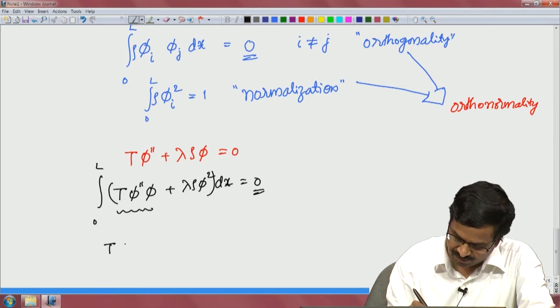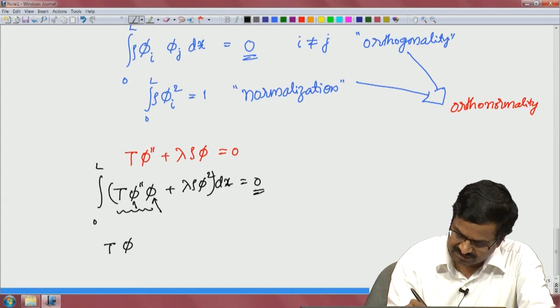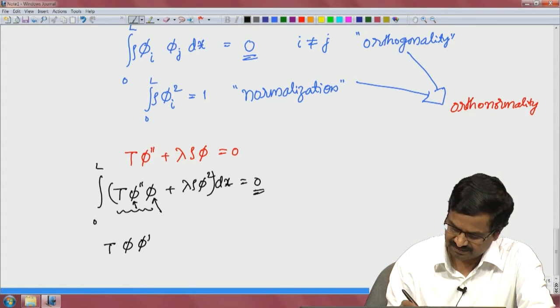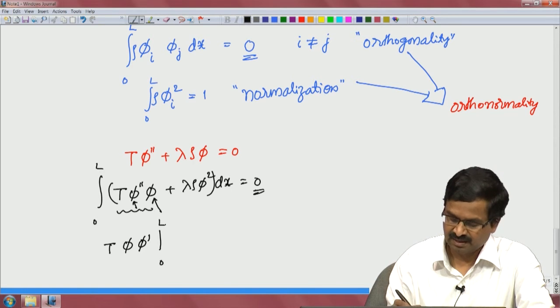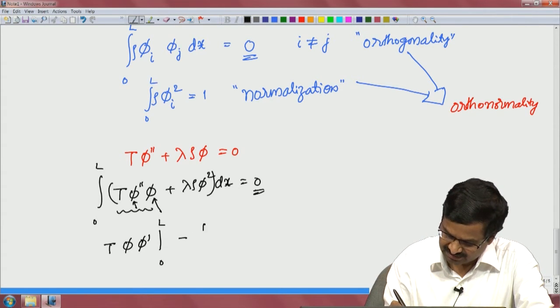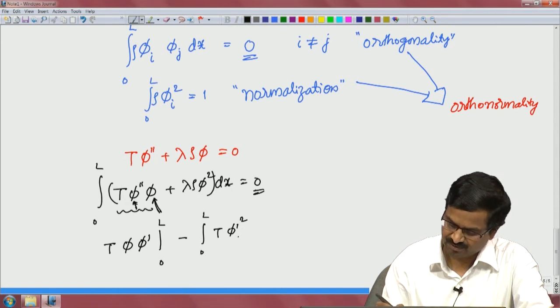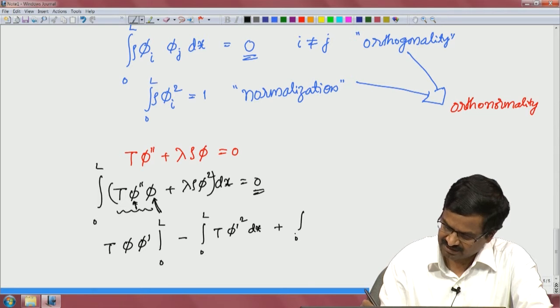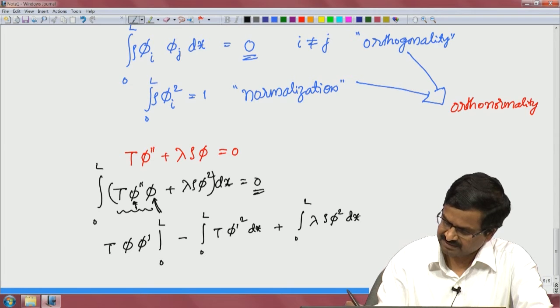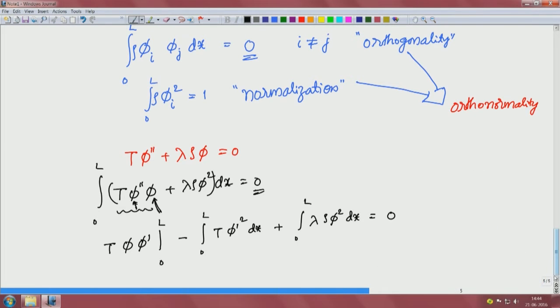So, we will do the first function as that one, integral of the second function, that will be that at the two ends, then minus derivative of the first function, this is the first function, that will become phi prime, integral of the second function, that is also phi prime. So, phi prime square dx, plus we have this other part, 0 to L lambda rho phi square dx equal to 0.